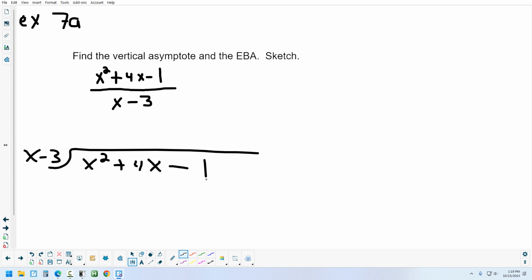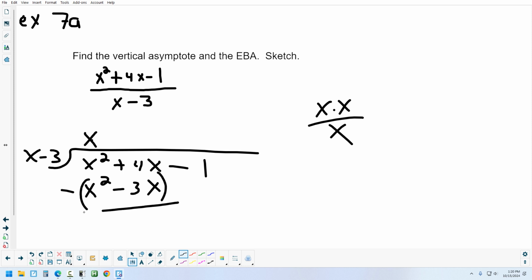Perfect. And now let's divide it and see if we get our EBA. What's x squared divided by x? Just x. Multiply that back out. What's x times x? X squared. And what's x times negative 3? Negative 3x. And we're going to take these columns and subtract them.